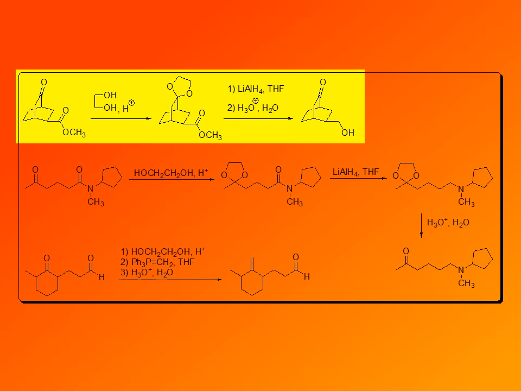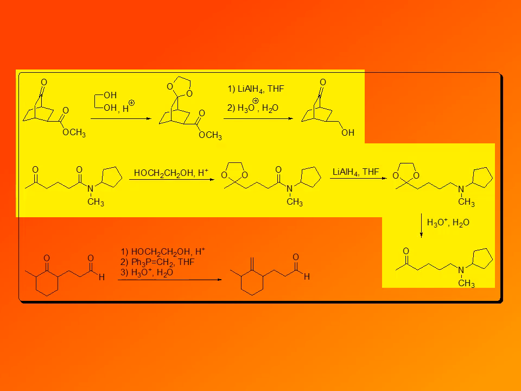So reaction of the ketoester with ethylene glycol in the presence of an acid catalyst results in formation of the corresponding ketal ester. And then reduction of the ketal ester with lithium aluminum hydride reduces only the ester group, because the ketal group cannot be reduced. The ketal group does not undergo reduction. So the ester group is reduced, and acidic workup protonates the intermediate lithium alkoxide and also removes the ketal group to give the desired hydroxyketone.